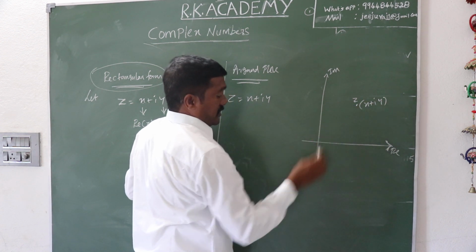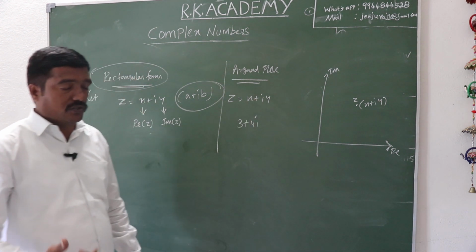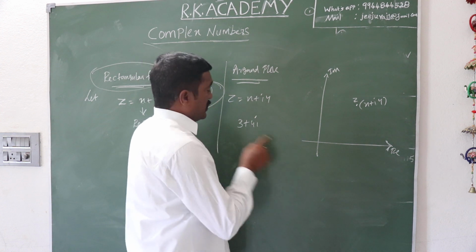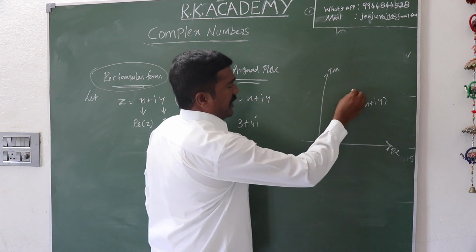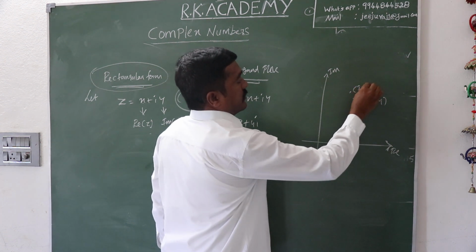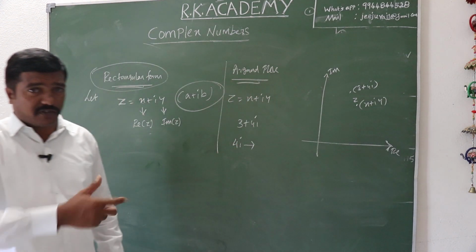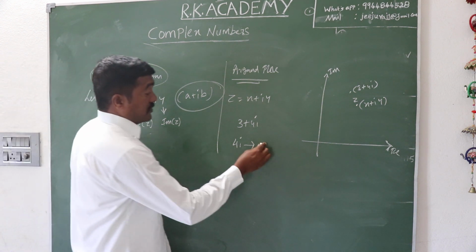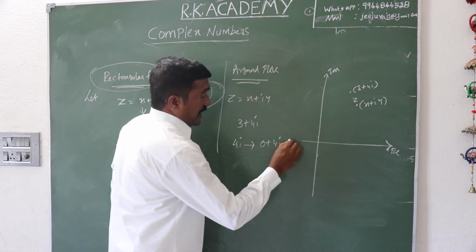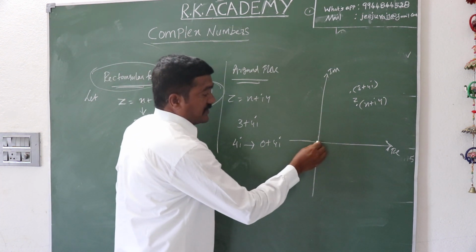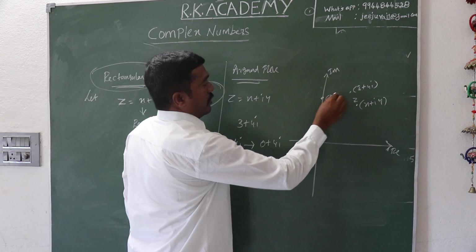So z is x plus iy. Suppose now we are taking some values, 3 plus 4i. It's a complex number. How to plot this one? So 3 comma 4. 3 is the real part and 4 is the imaginary part. So 3 and 4 are somewhere here. Now how to write 4i in the Argand plane? Make it in rectangular form. We write 0 plus 4i. So 4i is imaginary. 0 comma 4, somewhere here.